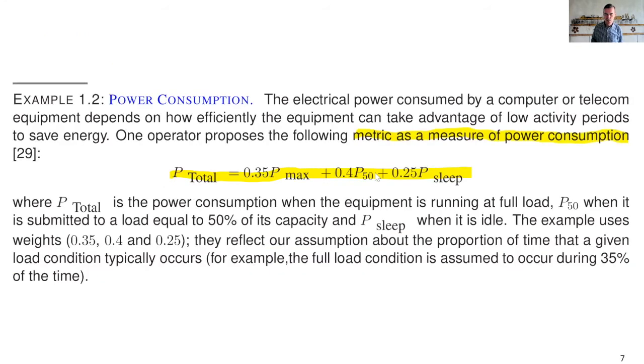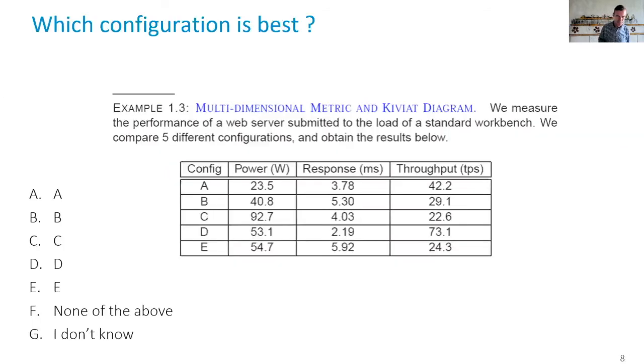In the other example related to power consumption, not surprisingly, the metric is the total power consumed on average over time. But sometimes metrics give us surprises or difficulties.